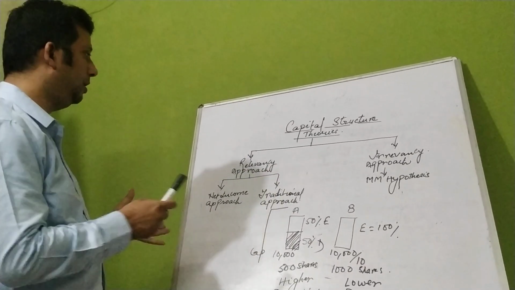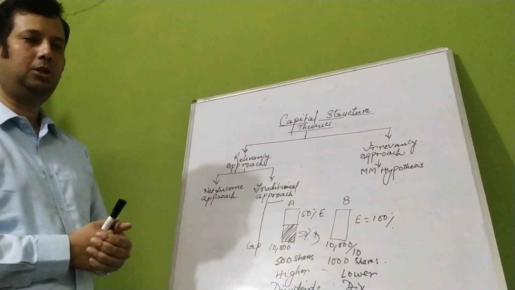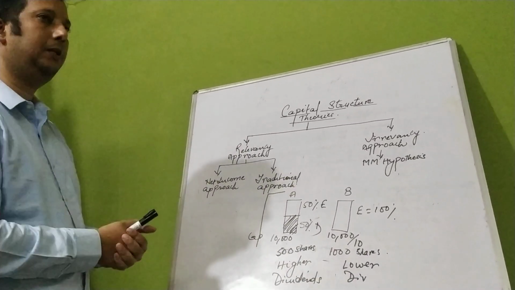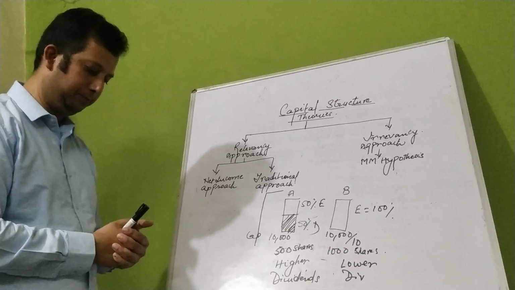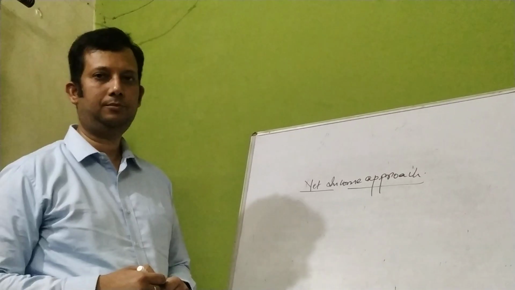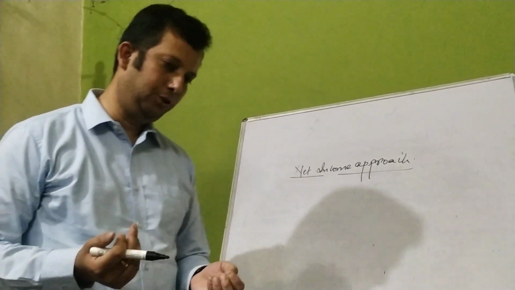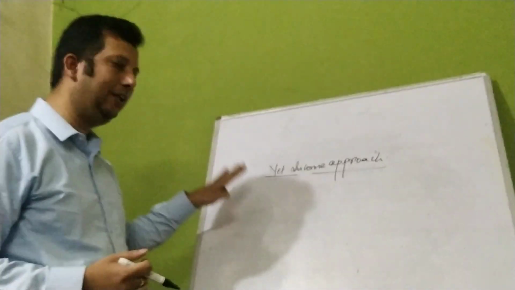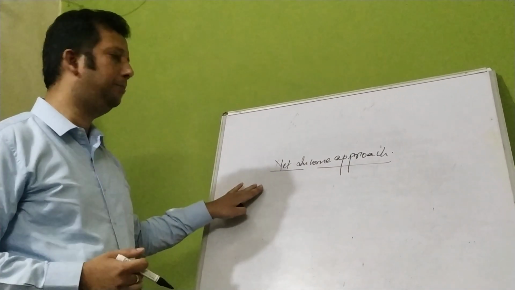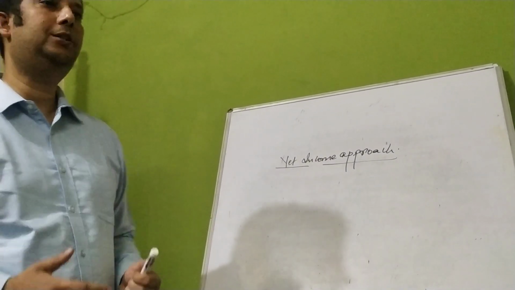So we will first start with the net income approach and how this approach helps us to value a firm. So first we will take up the net income approach, and students, as you know, the net income approach is a relevancy approach. So this approach supports the theory that the capital structure does influence the value of a firm.